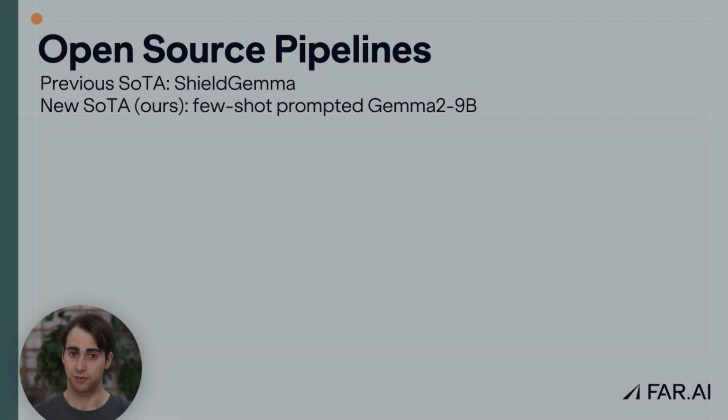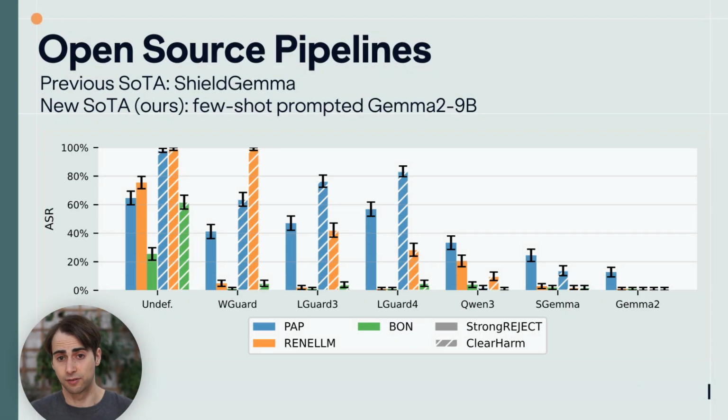To study this systematically, we constructed our own open source safeguard pipeline. We tried out specialized moderation models like ShieldGemma initially, but found that a simple few-shot prompted model worked best as an input and output filter. So we went with that for these experiments, but we'd really love to see more work improving the state of the art in open source filters.